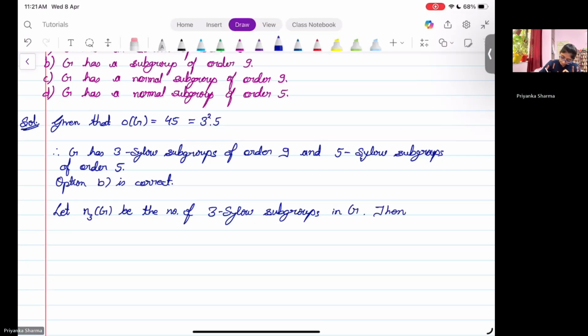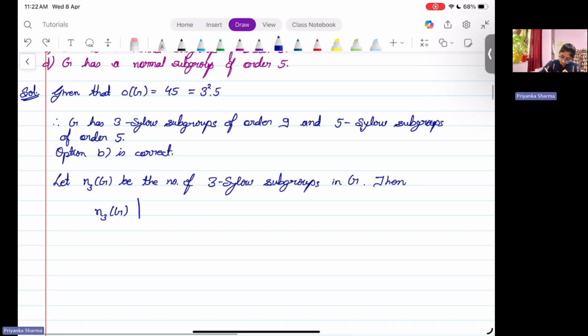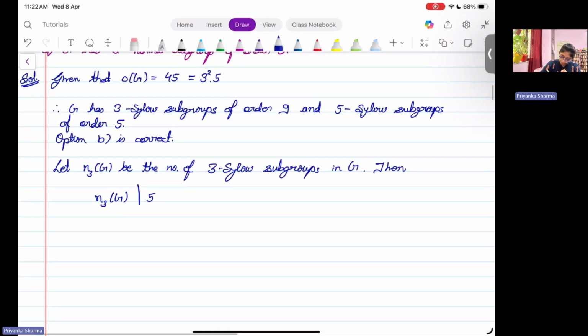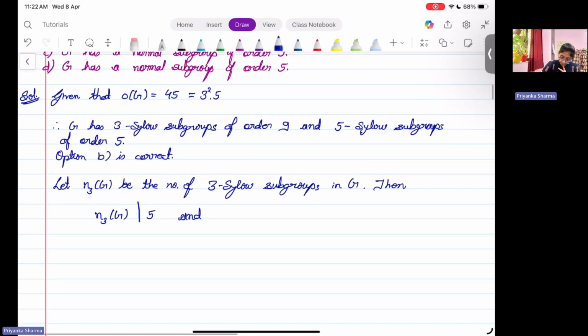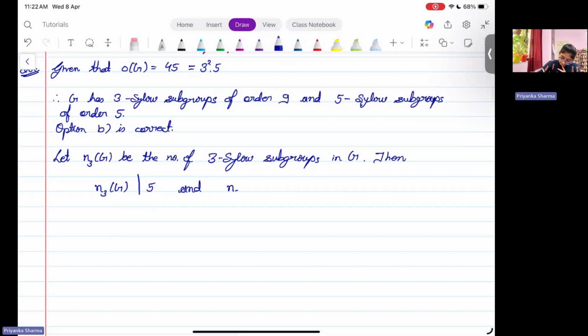Then we will have that N3(G) will divide... So again, we will remove the power of 3 from the prime factorization, that is, we will have only 5. So N3(G) will divide 5. This is from the Sylow first theorem. And from the Sylow third theorem, we will have the condition that N3(G) is congruent to 1 mod 3.